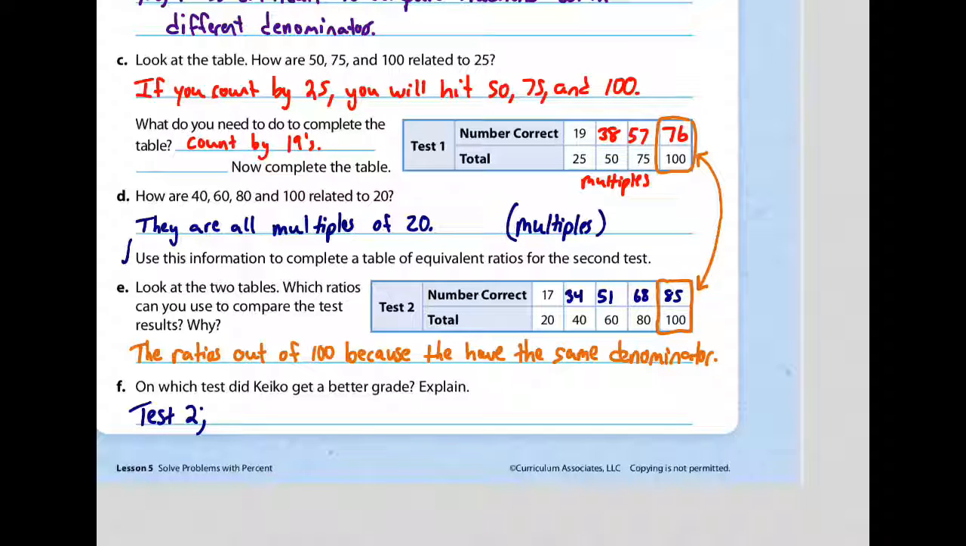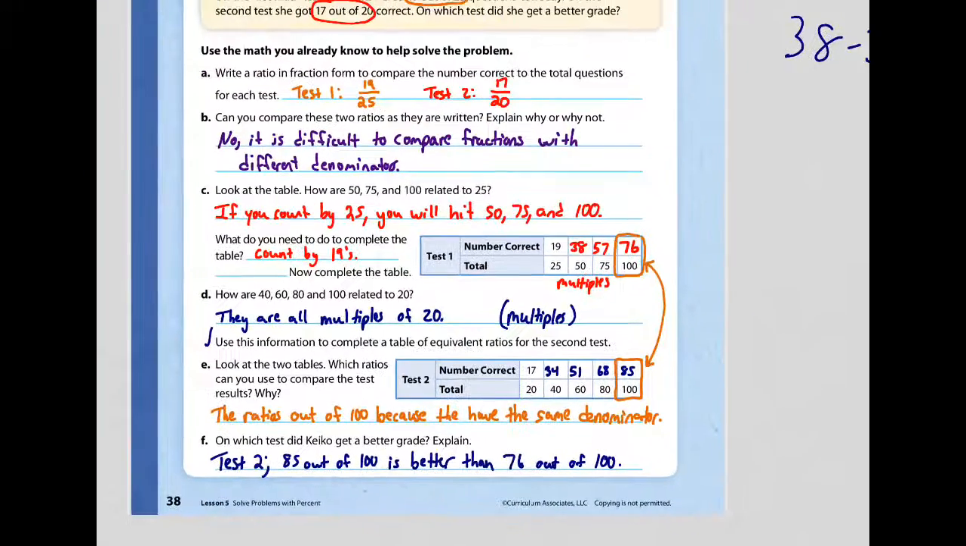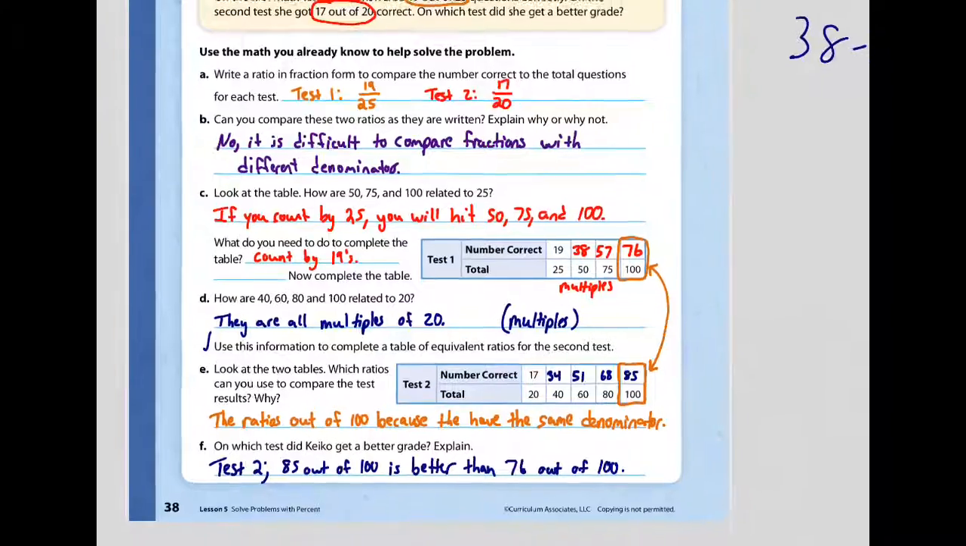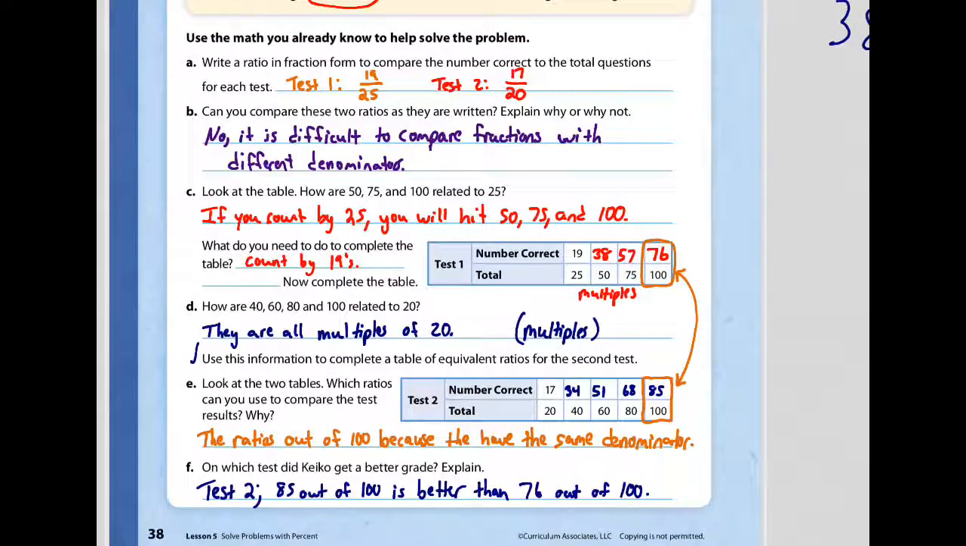So that's all I'm going to say. I'm going to say 85 out of 100 is better than 76 out of 100. Okay. So you should have an answer similar to that, even if your words are slightly different. All right, so if you need to, you could pause the video and fix any answers that you had wrong. But you might have had some right if you just had different words than me.